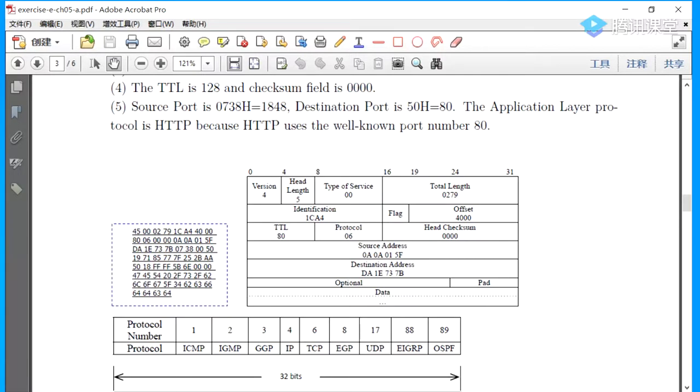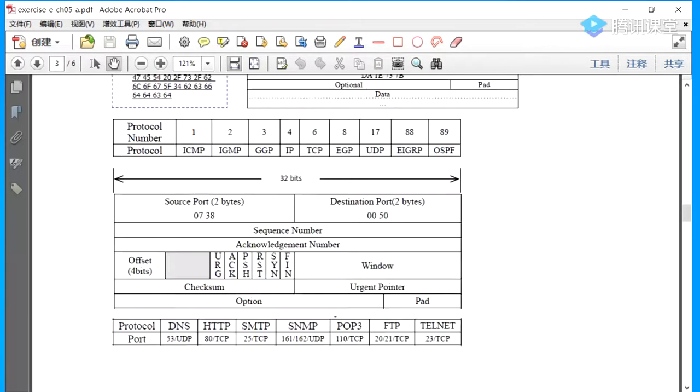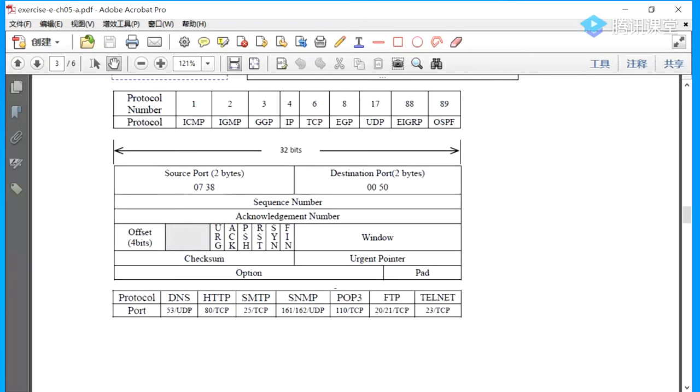That means no optional field, right? So after 737B, that is 0738, should fill into the header of the TCP segment from source port 0738 and then 0050 filled into the destination port, right?